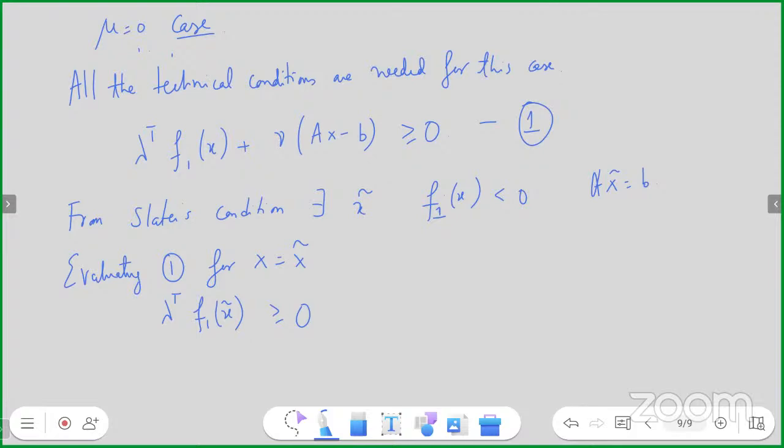This is true directly from 1. Right? Any x tilde which satisfies A x tilde equal to b has this property. But I know in addition that this is strict feasibility. So what has to be, and lambda is greater than 0. So what does it mean? F1 of x will be x tilde of F1 of x tilde.